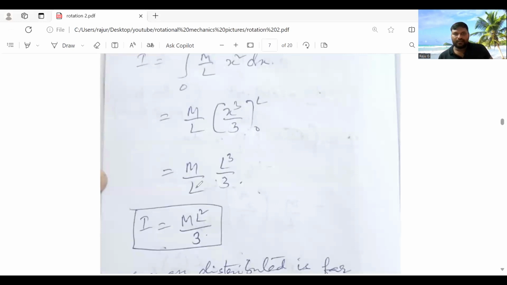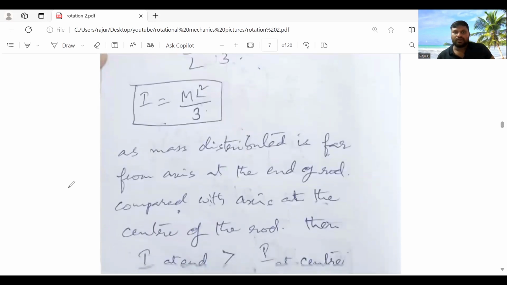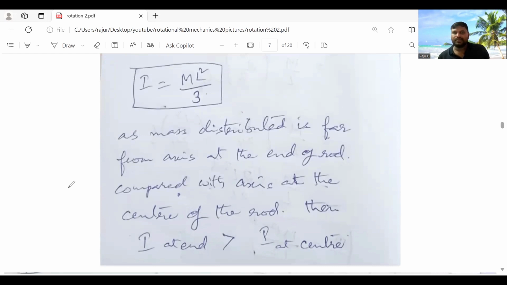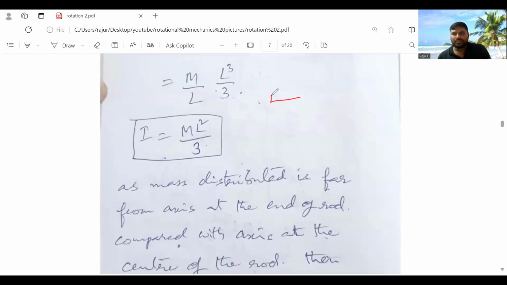So L 1s are L square, M L square by 3 is the moment of inertia of the rod about an axis passing through one end of the rod and perpendicular to the plane of the rod. As the mass distributed is farther from the axis at the end of a rod compared with the axis at the center of the rod, the moment of inertia at the end is greater than the moment of inertia at the center. What does it mean? Simply, this is the same rod, we need to find the moment of inertia about this axis, which is passing through the end of the rod and perpendicular to the plane of the rod, and the same mass, same length rod, and this is another axis. Okay, it is at the end, and this one is passing through the center.